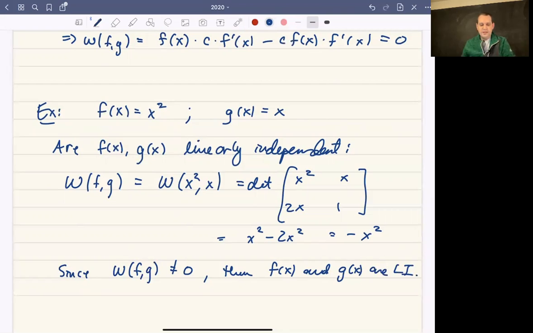So that's what the Wronskian is. That's what it does for us. It tells us whether or not two functions are linearly independent.